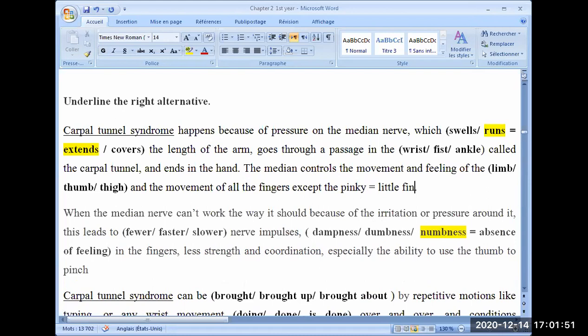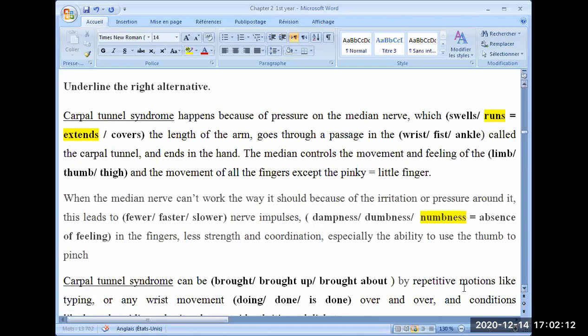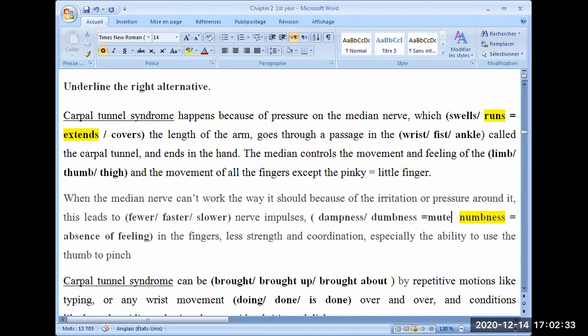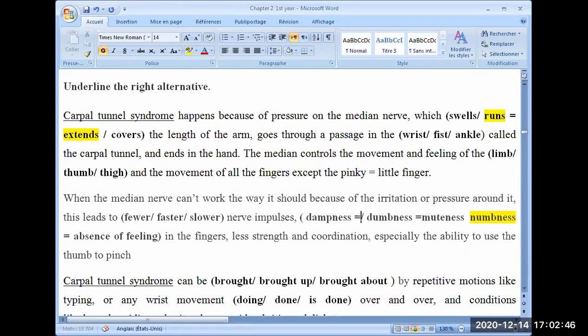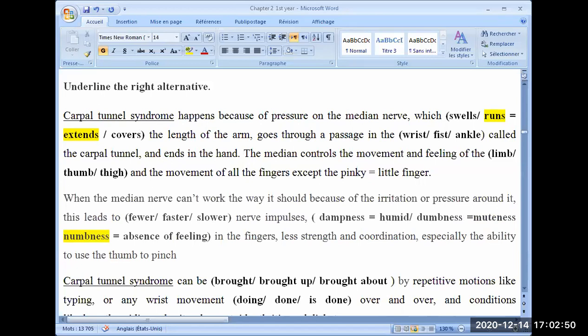Madam, swells, what does it mean? Swell. Swelling, when it becomes larger, it gets larger in size. We cannot use swells, of course. And dumbness, when someone is dumb, it means he is mute. Dumbness means muteness, being mute. And this word damp-ness here means humidity.